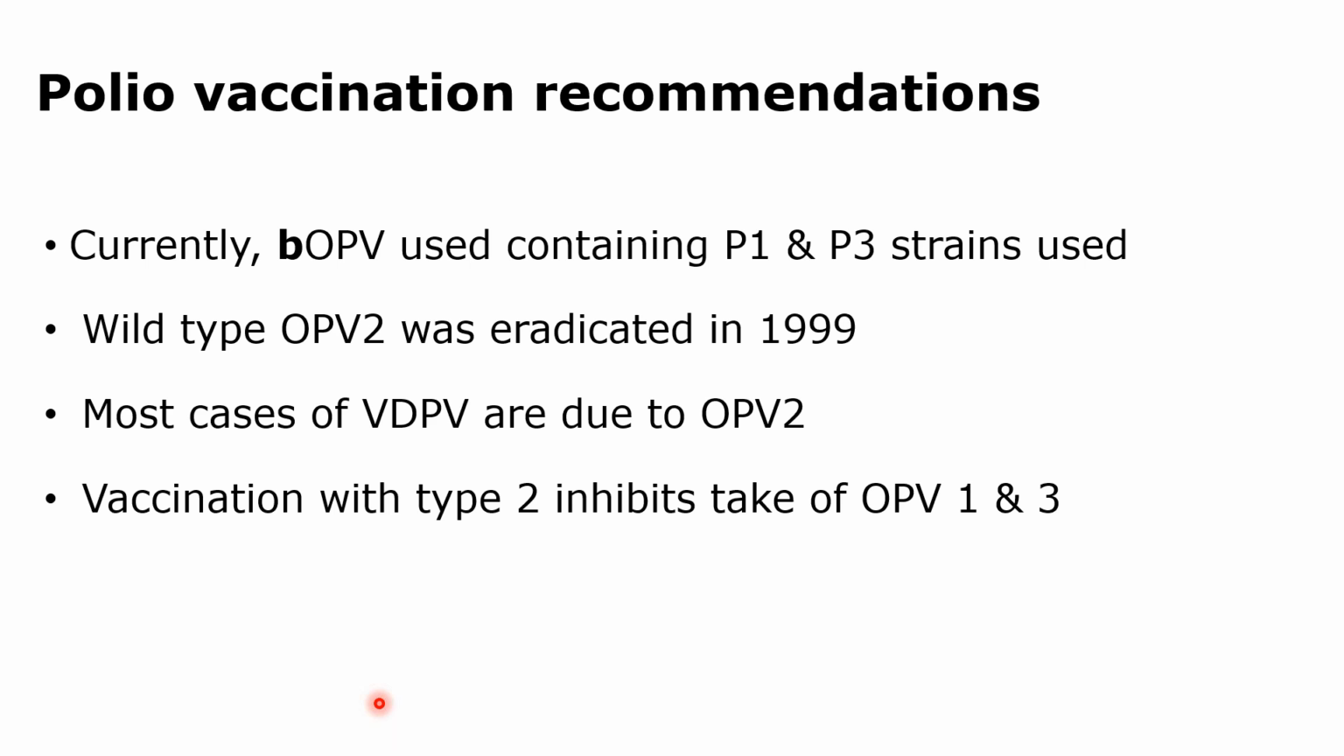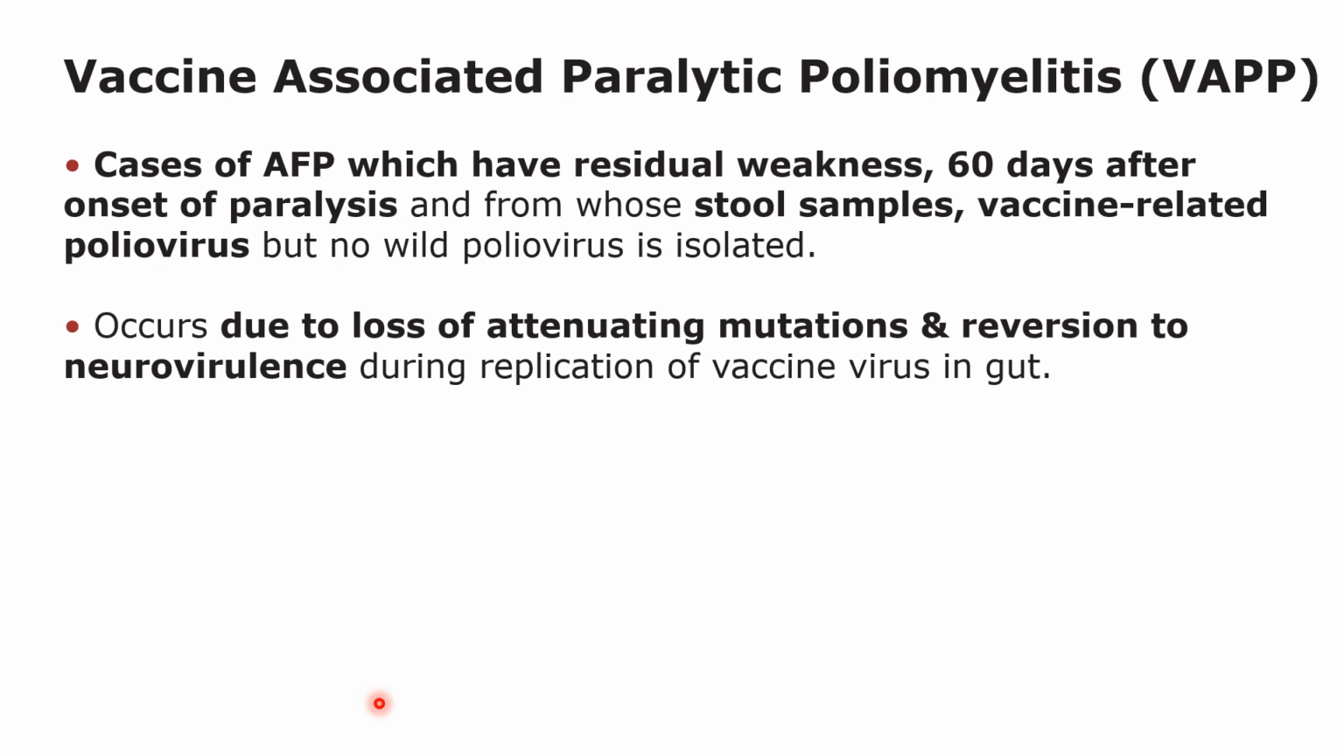Moreover, giving an additional strain would interfere with the immunogenicity of the other strains. So vaccination with type 2 will interfere with the take of OPV 1 and 3, right? So that is why we do not recommend OPV 2. So what about vaccine-associated paralytic poliomyelitis or VAPP? What do you mean by VAPP?